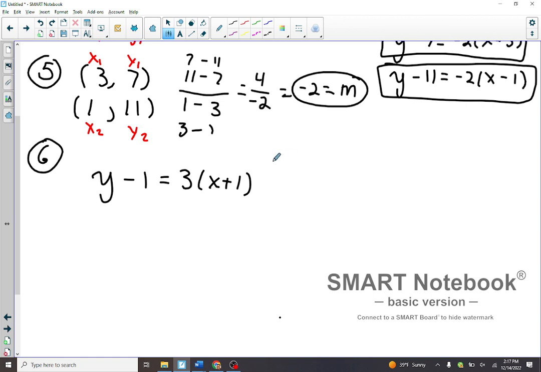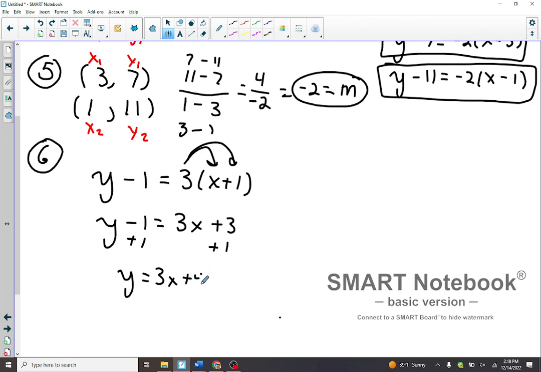For this one, I am going to convert it into something we already know how to graph. We're going to convert it into slope-intercept form, or y equals mx plus b. The best way to do that is to solve for y, or in other words, get y by itself. So the first thing I'm going to do is distribute 3 to both sides. So y minus 1 equals 3x plus 3. Don't forget to distribute the 3 over here too. Common mistake. Then we're going to do plus 1 on both sides. y equals 3x plus 4.